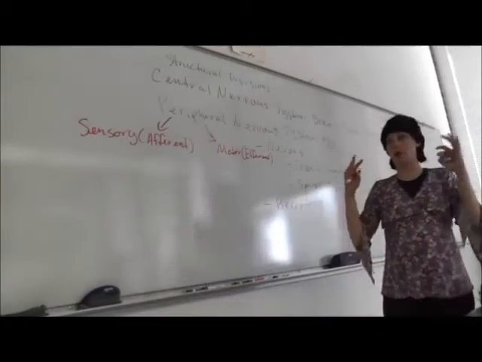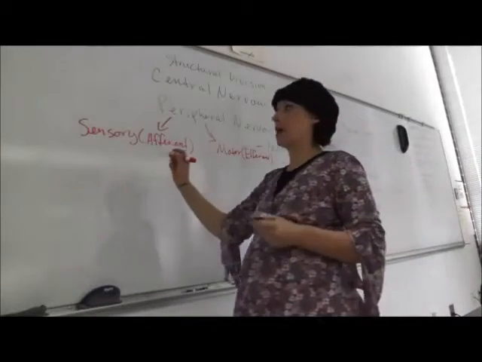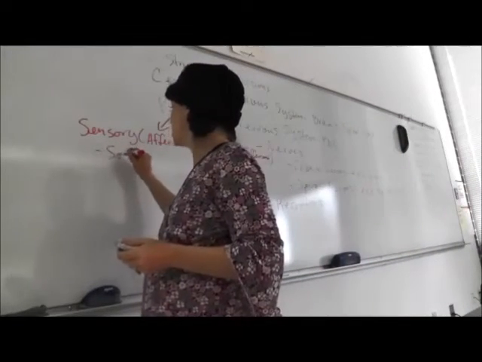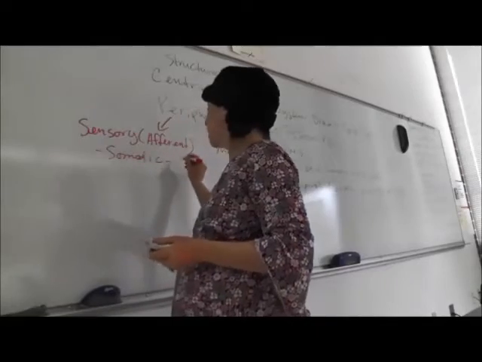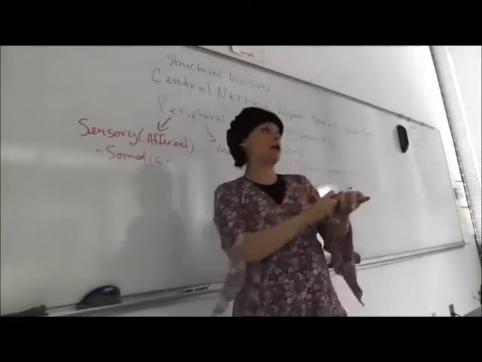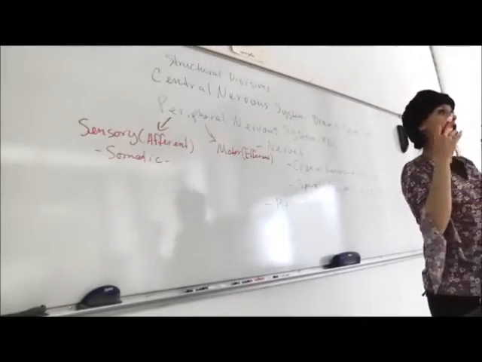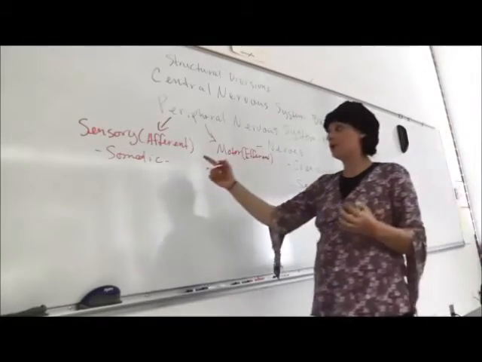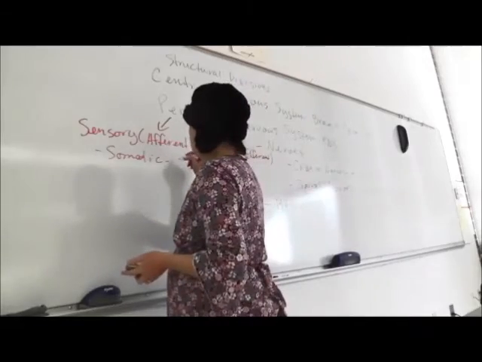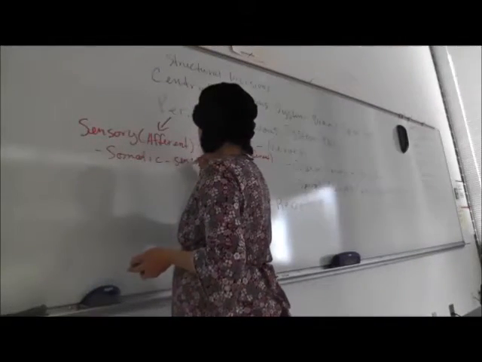Those branches that we're aware of, we call that somatic. So in our sensory division, this would be somatic. And this brings in senses that we're aware of, like a change in temperature or a change in stretch. You taste something on your tongue. If you're aware of it, it's part of the somatic sensory division. So we'll say this is senses you're aware of.